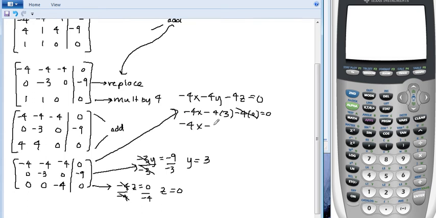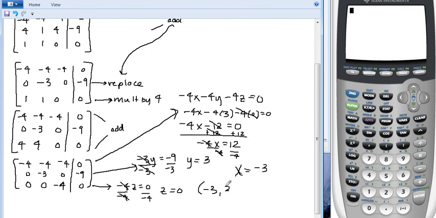Minus 4x minus 12 is equal to 0. So I'll add my 12 across. So I've got negative 4x is equal to 12. Divide through by negative 4. So x is equal to negative 3. And there's my ordered triple. Negative 3, 3, 0.